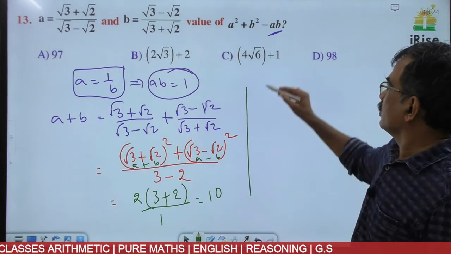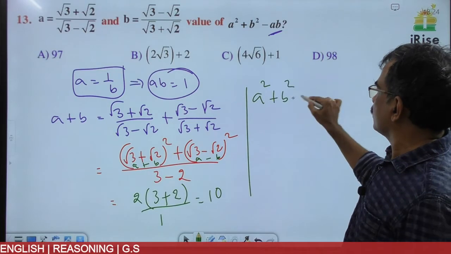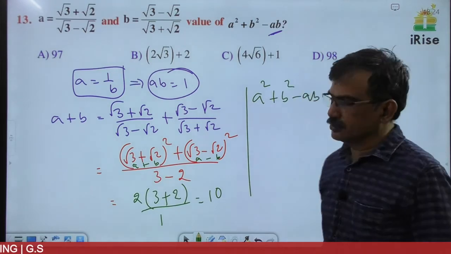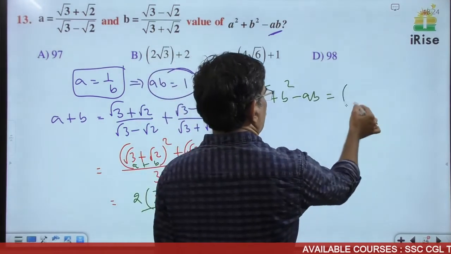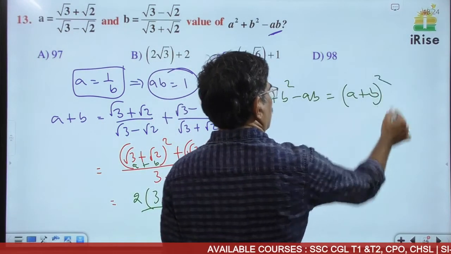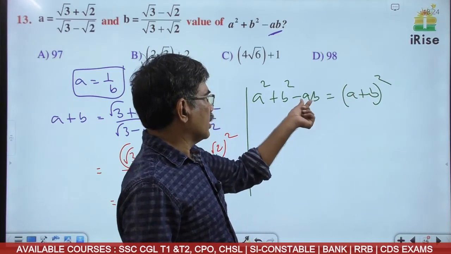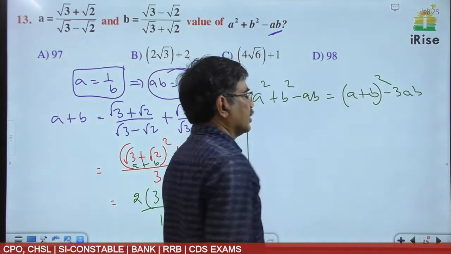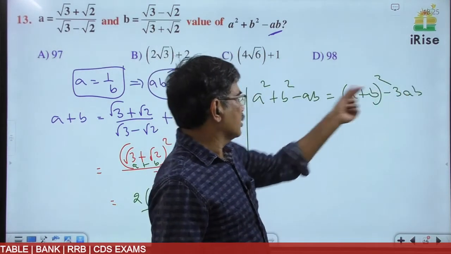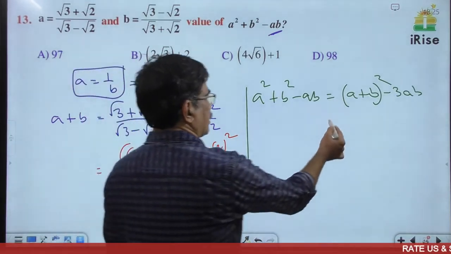So you know A plus B is 10. The question is, what is A square plus B square minus AB? Here I want to write this as A plus B whole square. This is A square plus B square plus 2AB. To get A square plus B square minus AB, I want to subtract 3AB. Here we get 2AB minus 3AB, which is minus AB. Already you know A plus B is 10.